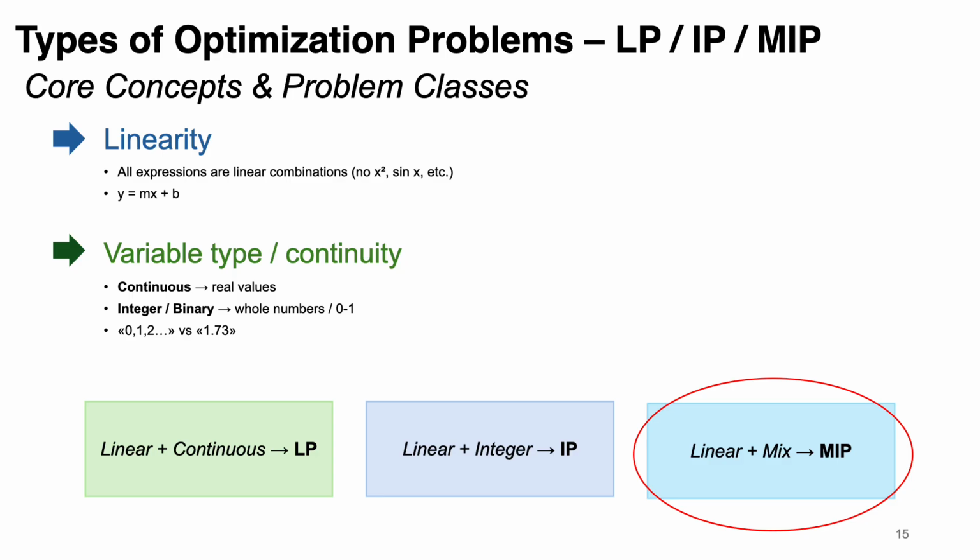The second factor is the variable type. If your variables are continuous, meaning they can be any fraction like 1.5, it is a linear program. If your variables are integers, meaning whole numbers like 1, 2, or 3, it is an integer program. When you have a combination of both fractions and whole numbers, we call it a mixed integer program. Understanding these differences is key, because while LPs are incredibly fast to solve, MIPs are much more common in business, where you have to make yes or no decisions or count whole units like trucks or employees.